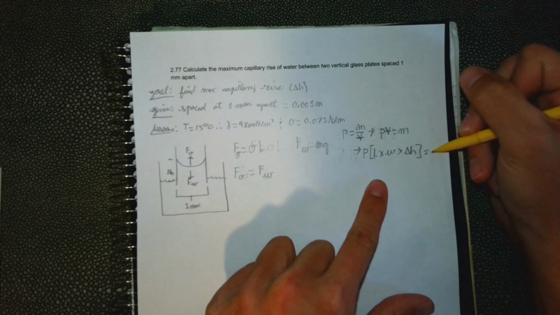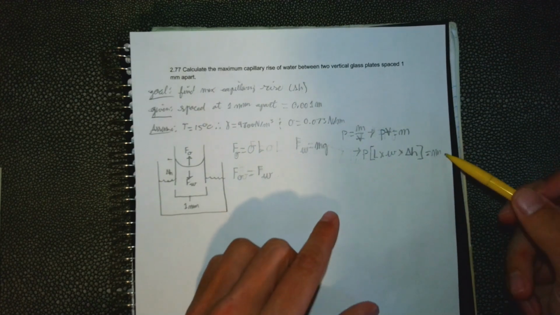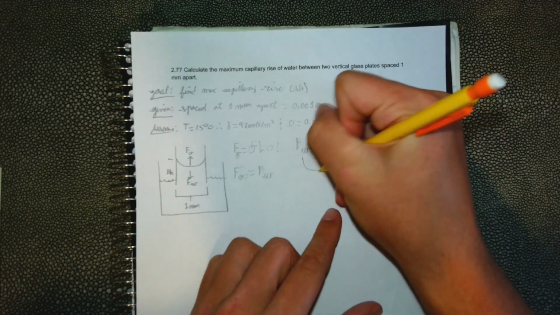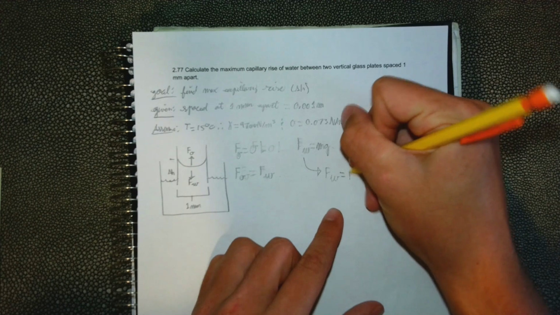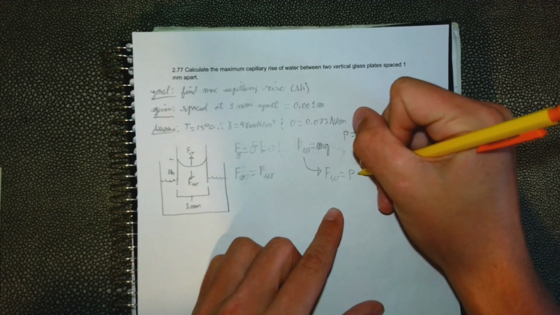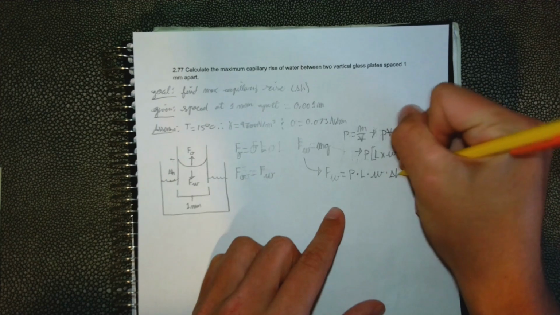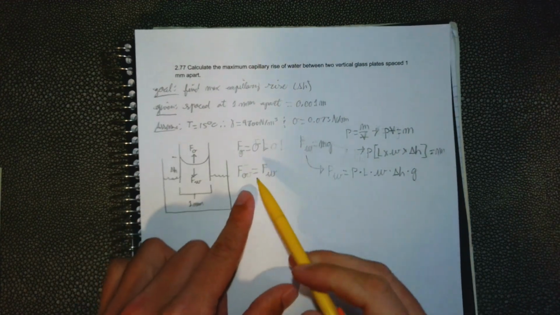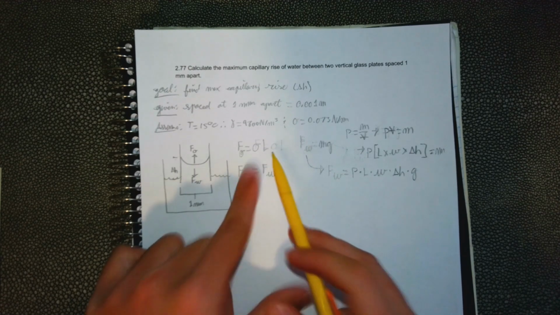And this equals mass, okay? So let's plug this in for mass. So rearrange this to density times length times width times height times gravity. Okay, and then we need to rework this to make this represent the wetted perimeter.